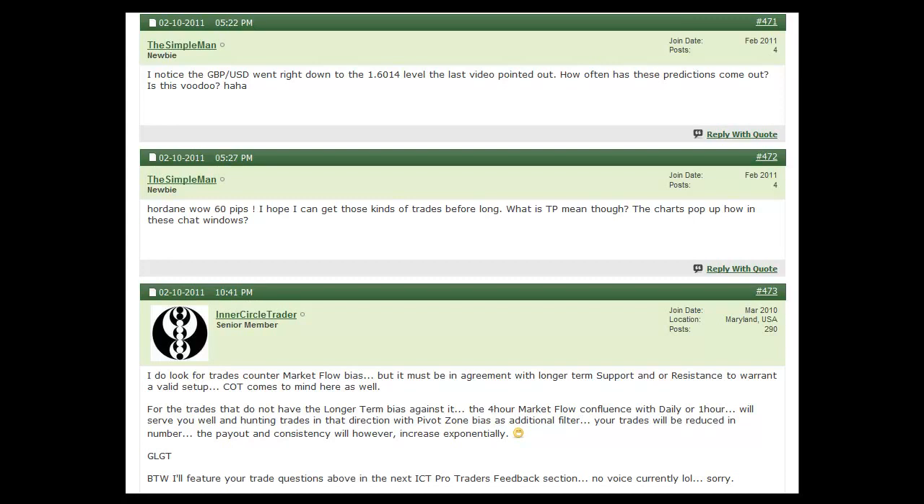Now, those parameters can be reversed the same way. If you're looking for a short, obviously, just repeat everything I just gave you. To the contrary, everything should be set up on the negative side. Now, you're not going to get a whole lot of trades like that, guys. You may get one or two of them a month.